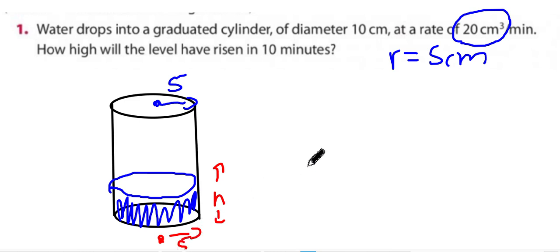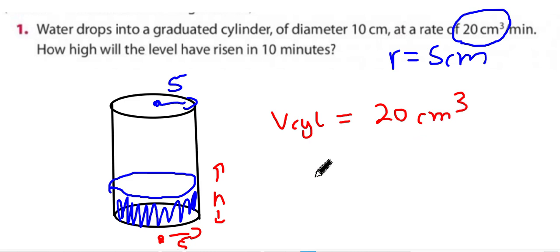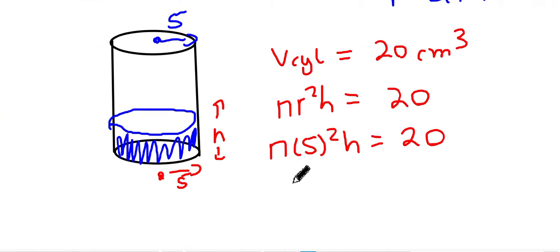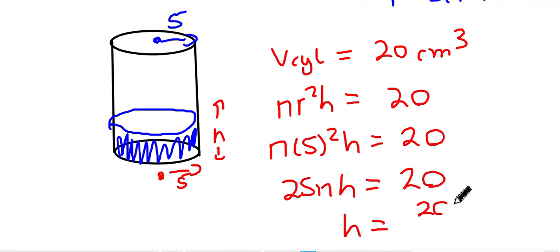5. Would you all agree that the volume of that cylinder of water I just drew there is 20 centimeters cubed? What do we replace volume of cylinder with? Pi r squared. Alright, I need you guys to finish this. Who got pi times 5 squared times h is 20? And then, would you all agree that's 25 pi? The h is not on its own, so we have to get 20 divided by 25 pi. What's the h value then?